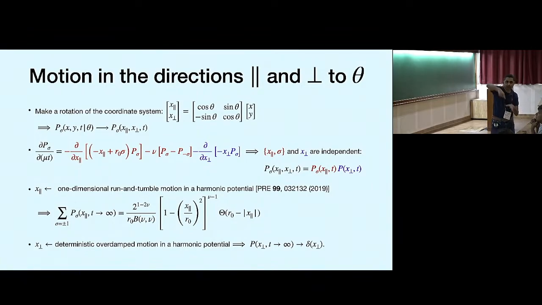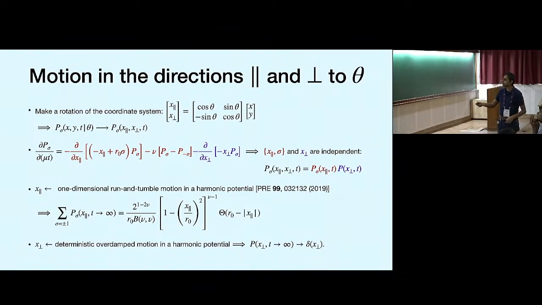The motion along theta and the perpendicular motion are very different, and the perpendicular motion is very simple. It's just the overdamped motion of a particle without any noise, so it quickly comes to the center. The other motion is like an RTP, a run and tumble particle, a one-dimensional run and tumble particle in that direction. So you are doing this one-dimensional run and tumble, and somebody is changing the direction very slowly, right?